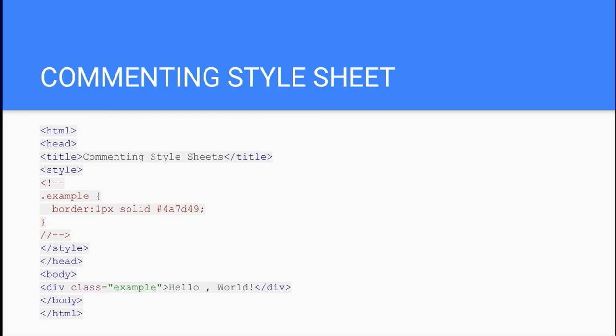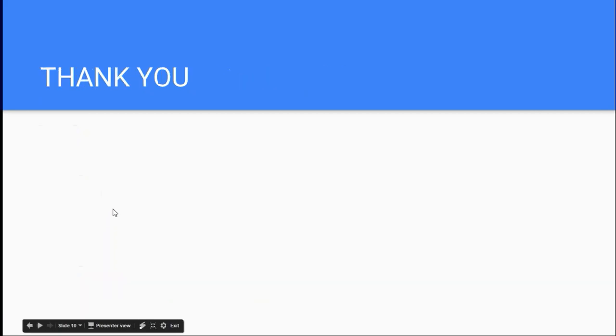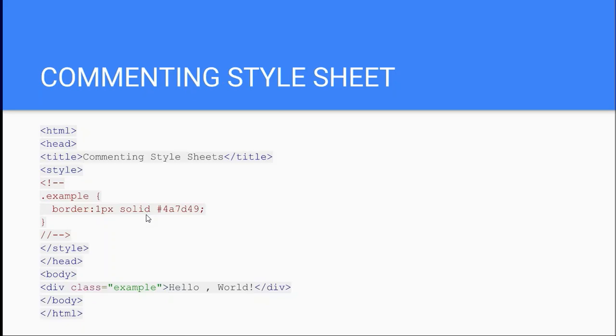So here we are going to deal with the style sheet. We are commenting a style sheet. When you open it, we are saying that the border is one pixel, and we are giving a solid color with a color code and everything. We are just putting this documentation, that means comments, in proper HTML comments.